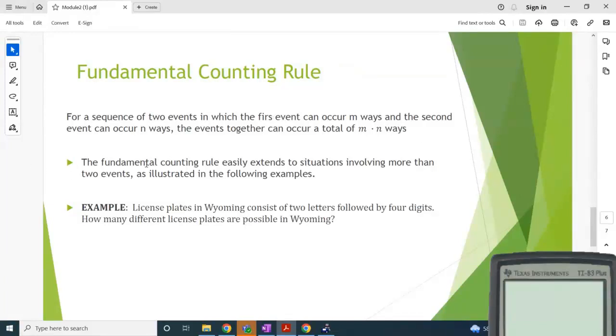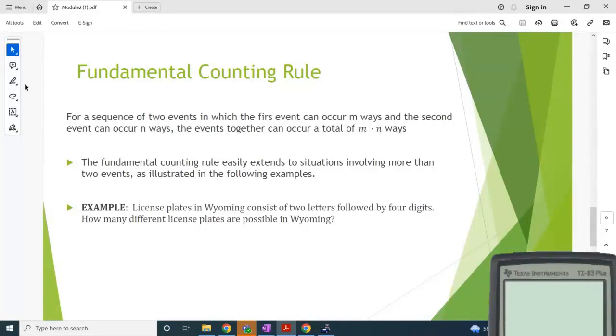The fundamental counting rule easily extends to situations involving more than 2 events, okay, as illustrated in the following example. So this is an example dealing with license plates. It says license plates in Wyoming consist of 2 letters followed by 4 digits. How many different license plates are possible in Wyoming? And we're going to use the fundamental principle of counting to determine that.